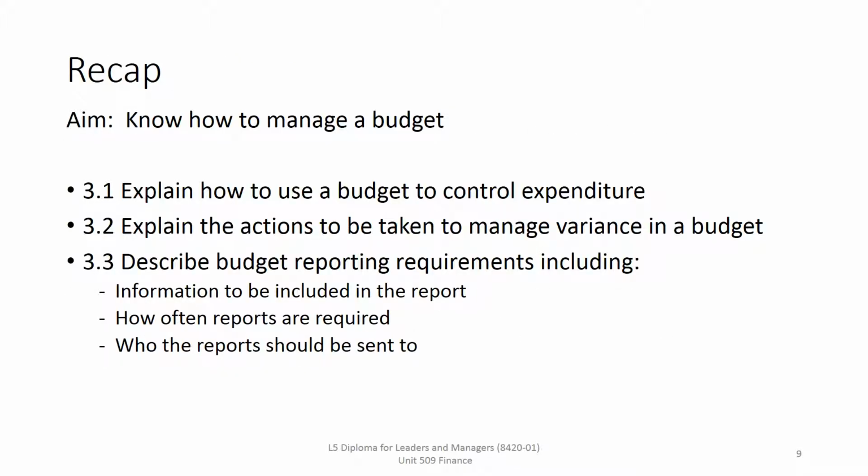So we're coming to the end of this unit now and to the end of this session, and the aim of this session was to know how to manage a budget. We said by the end of the session you'd be able to explain how to use a budget to control expenditure, and we've looked at that. Second, explain the actions to take to manage variances in a budget, and we've talked about how you would work out what the variance is. And then thirdly, describe budget reporting requirements, including the three bullet points there. Now they're included in an activity. We've talked about them generally, but you'll be looking at your own organisation and outlining those for the activity. So let's have a look at that.